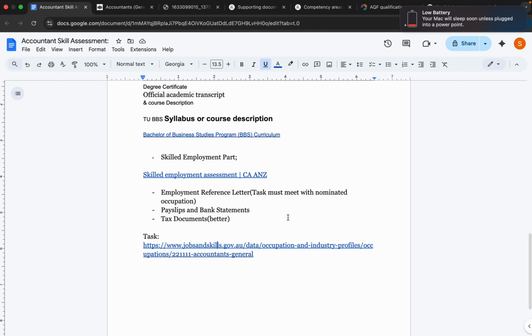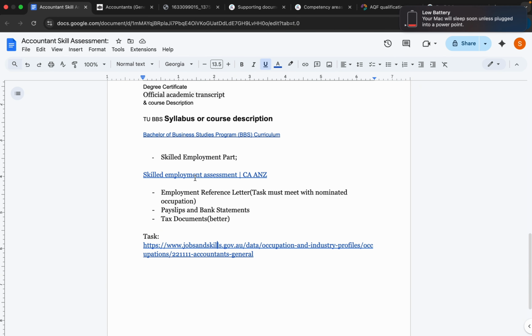And then payslip and bank statement. If you can provide bank statements for the whole duration of your job, that would be best. Or if you can't, they will consider it if you provide the first, then a middle, and then the last. That is also acceptable. And tax documents, if you are paying tax to the government and you can get the tax documents, that would be better as well.